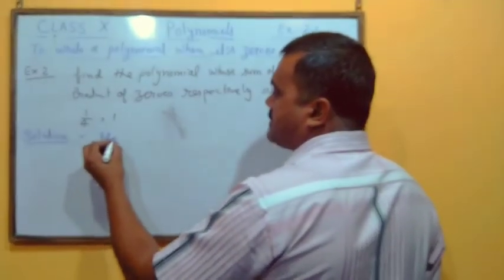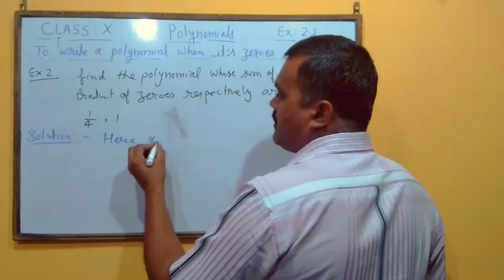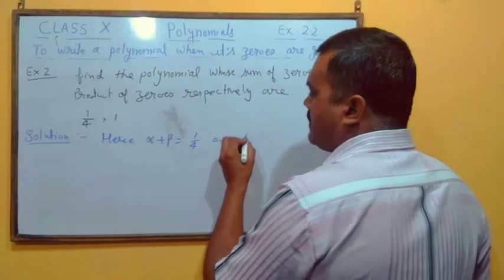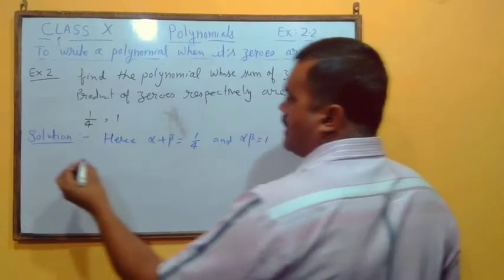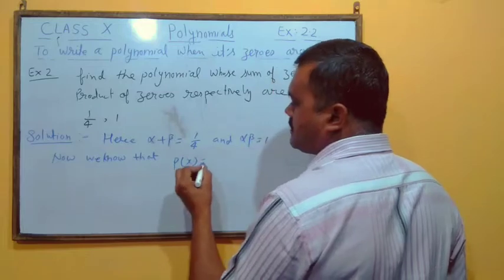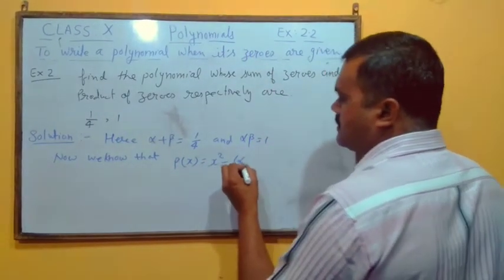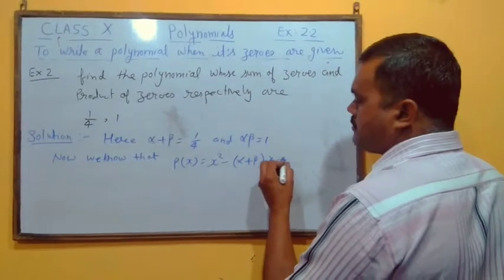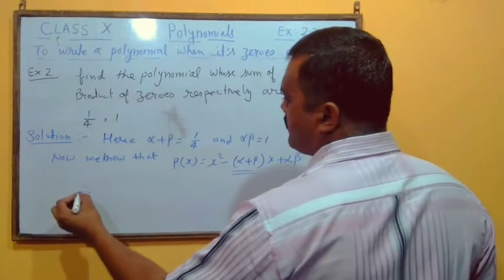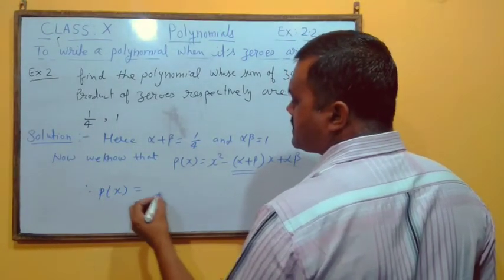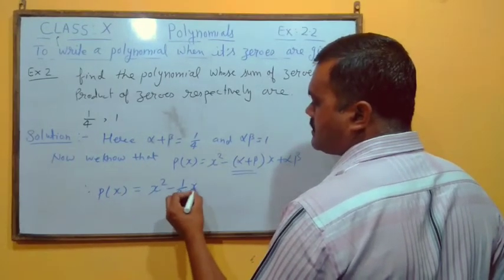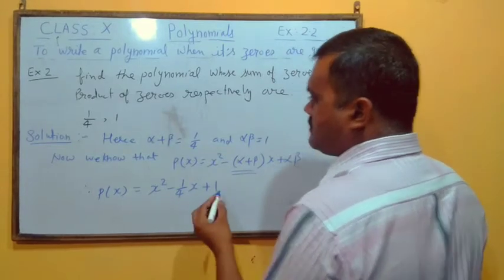Here you can write alpha plus beta is already given 1 upon 4, and alpha beta is given 1. Now we know that p(x) is equal to x square minus (alpha plus beta) x plus alpha into beta. Now you can see alpha plus beta is already given 1 upon 4, so we have p(x) is equal to x square minus 1 upon 4 x plus 1. So this may be your answer.